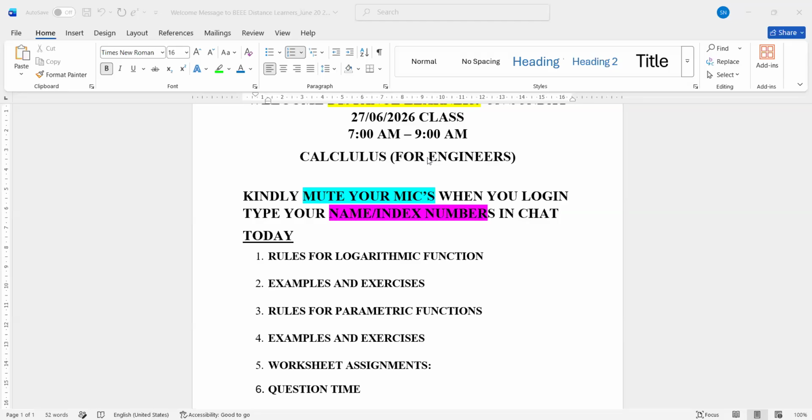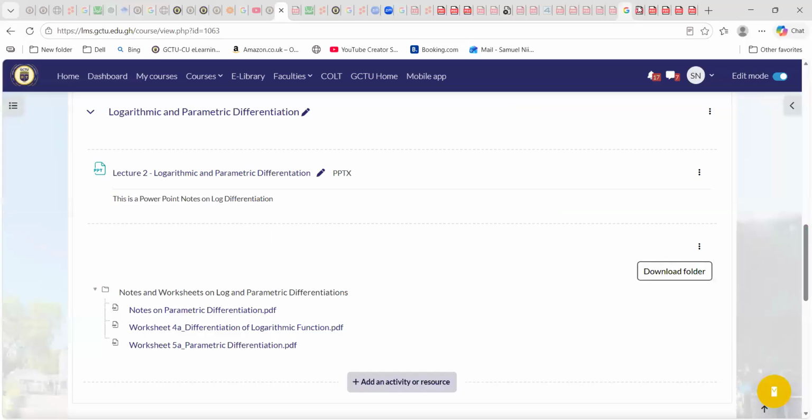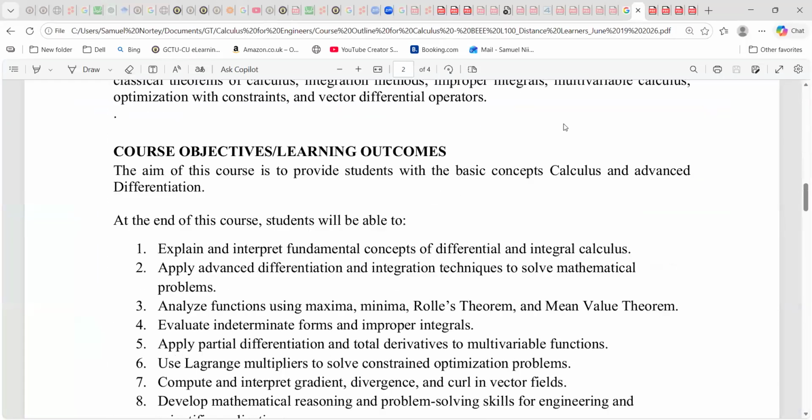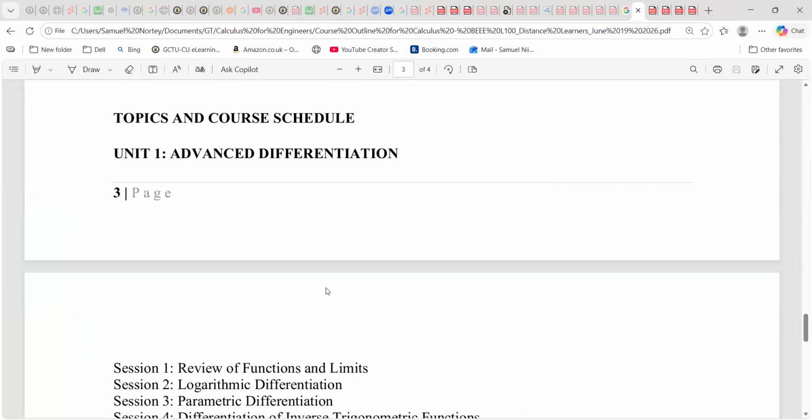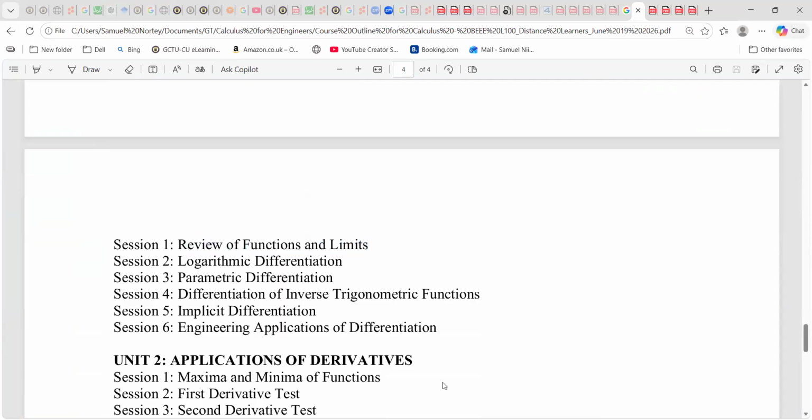I just want to show you what I have on the LMS. Like I said, I still have to be populating this a day at a time. So this is your course outline. Last week we looked at review of limits and functions. Today we want to look at 2 and 3. Hopefully by the end of next week, we should be done with all of unit 1. So we want to look at logarithm differentiation and parametric differentiation.